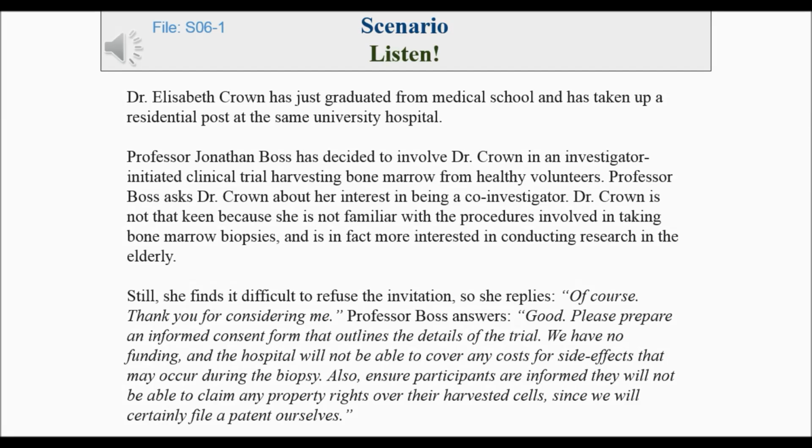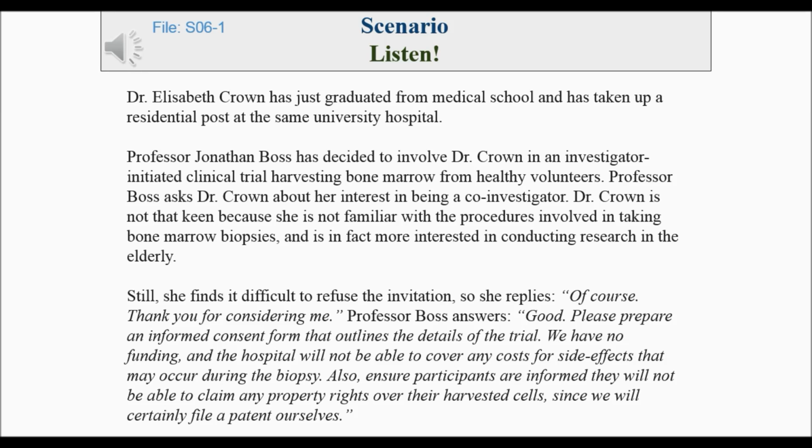Dr. Elizabeth Crown has just graduated from medical school and has taken up a residential post at the same university hospital. Professor Jonathan Boss has decided to involve Dr. Crown in an investigator-initiated clinical trial harvesting bone marrow from healthy volunteers. Professor Boss asks Dr. Crown about her interest in being a co-investigator.